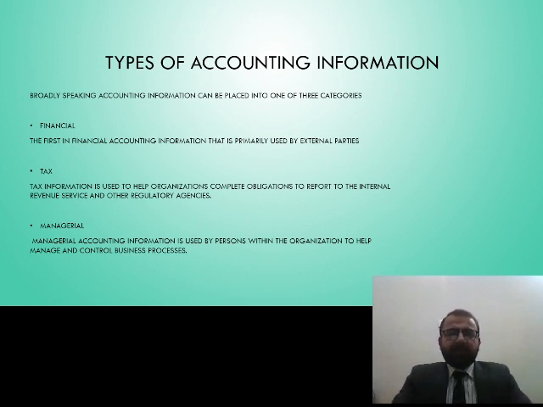Types of accounting information. Broadly speaking, accounting information can be placed into one of three categories. Number one is financial, number two is tax, and the third one is managerial. Financial accounting information is primarily used by external parties. Tax information is used to help organizations complete obligations to report to the Internal Revenue Service and other regulatory agencies. Managerial accounting information is used by persons within the organization to help manage and control business processes.